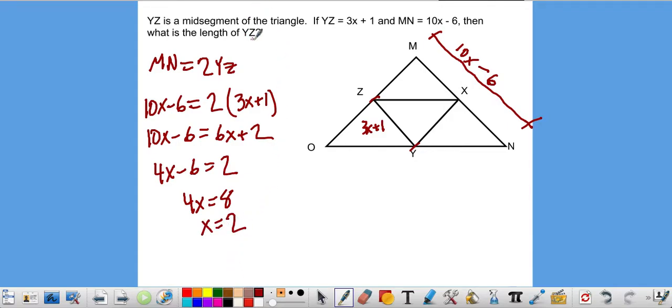But we don't stop there. We want to find the length of YZ. YZ is 3x, but x is 2, plus 1. 6 plus 1 is 7. Quick little follow-up. Obviously, MN would have to be 14. And if we plug 2 in, we'd get 20 minus 6, which is 14.